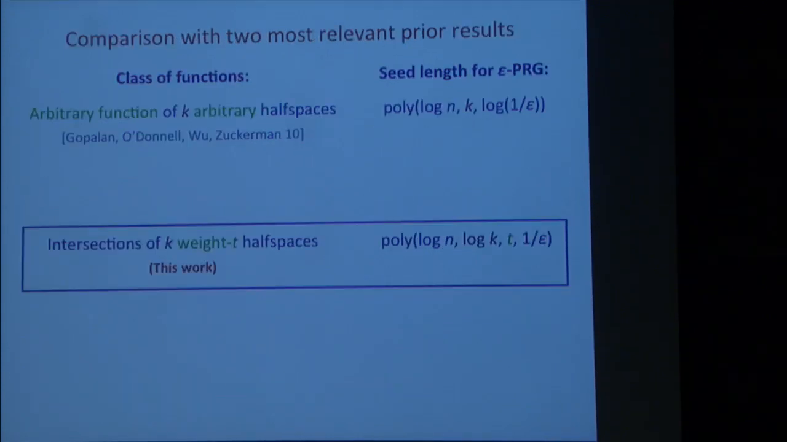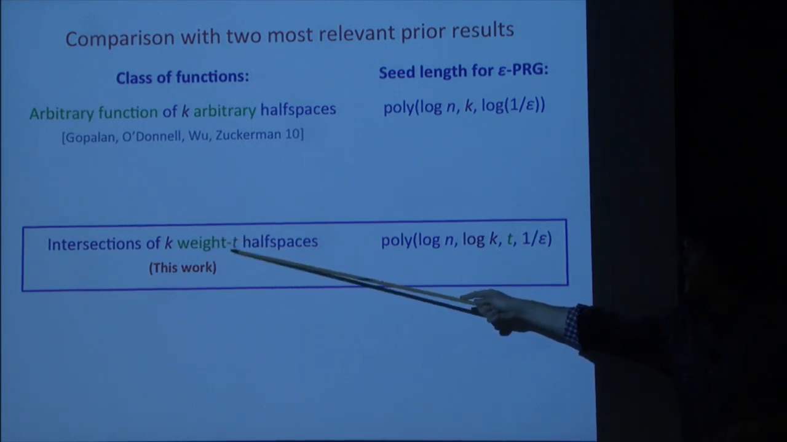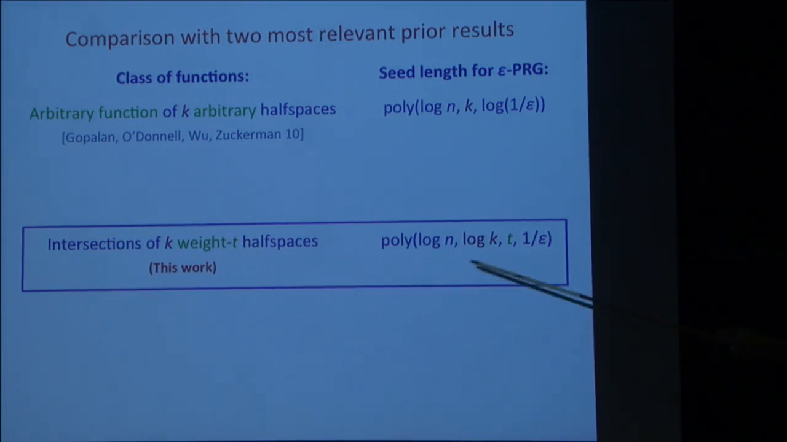Okay. So I'm going to start the comparison with previous results. This will actually take, I would say, about half the remaining talk. It's giving a detailed comparison with what was known previously here. So again, what we do is handle an intersection of k many low-weight half spaces, and we're doing it with seed length polylog in n, k, t, and 1 over epsilon. Okay, and there are really two, I would say, most relevant previous pieces of work along these lines. They're contemporaneous, both about 7 years ago.